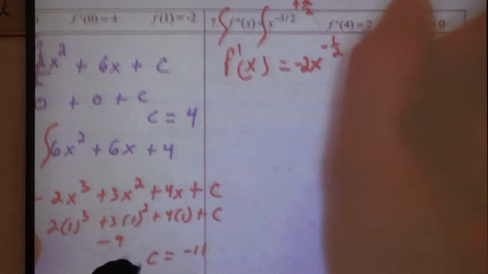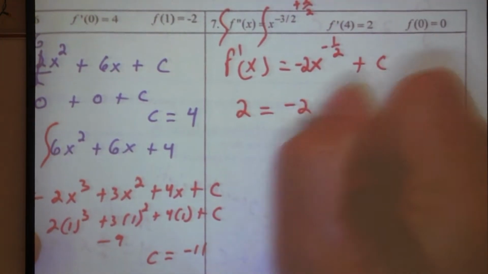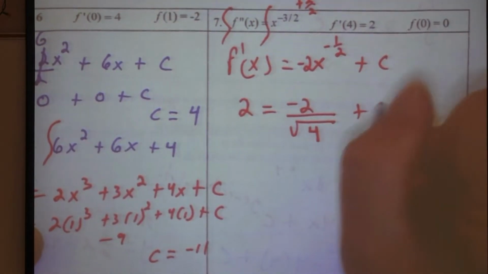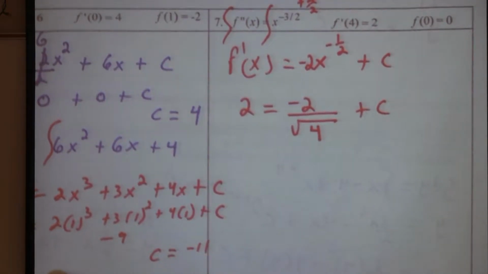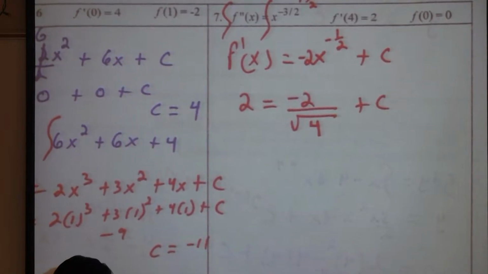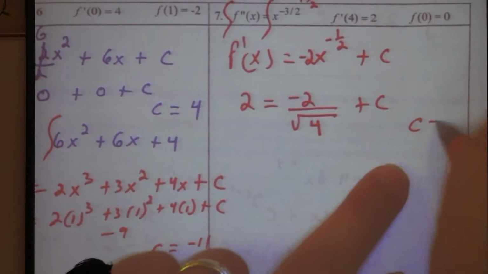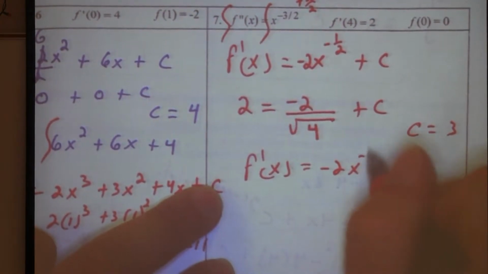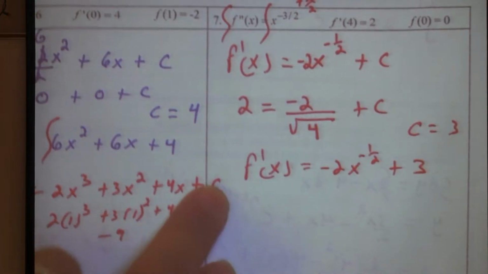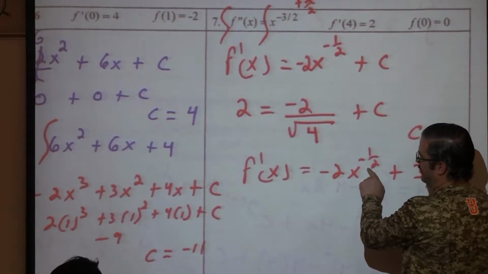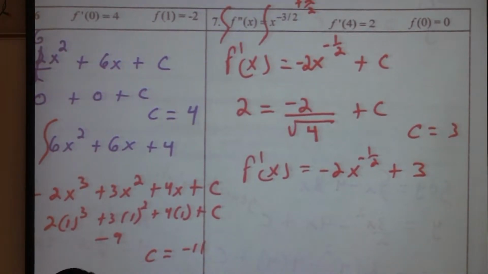Okay. So we're going to get 2 is equal to negative 2 divided by the square root of 4 plus c. What's the square root of 4? 2. Negative 2 divided by 2 is negative 1, plus 1. So c equals 3, right? So my first derivative equation is going to be negative 2x to the negative half plus 3. And it's better that you leave it like that with the negative power, Natalia. So that way, when you add the 2 over 2, it becomes equal. So again, one more time.